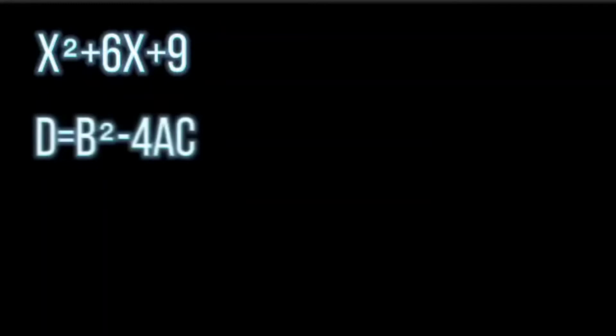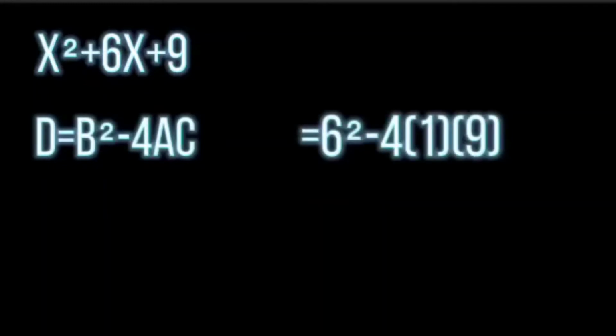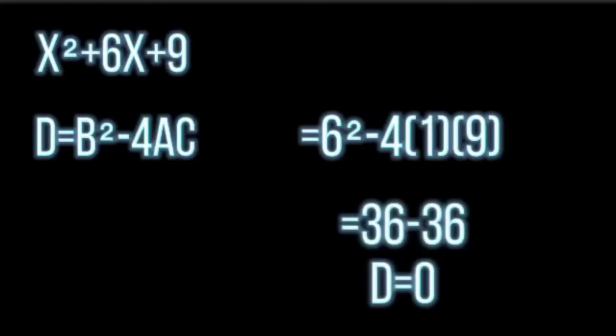Now for the last example, we have x squared plus 6x plus 9. Calculate the discriminant. b is 6, a is 1, and c is 9. 6 times 6 is 36, 4 times 9 is 36, so the discriminant is equal to 0, which means that there is only one real solution.